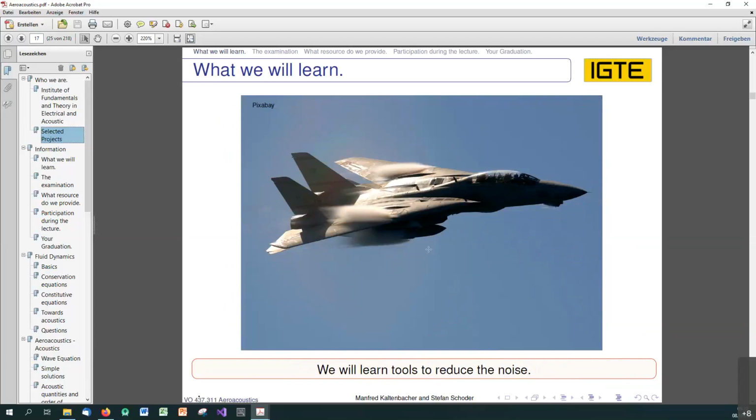Again, it was the original, the first idea to reduce the noise sources of jets like this. And we will learn the tools how to reduce them, and accordingly also for the other applications.